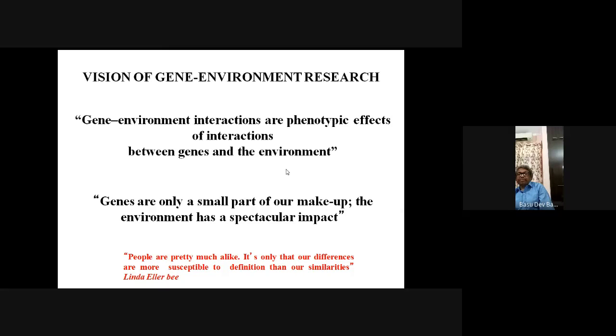This whole concept I made based on a popular quote of a journalist, Linda Eller, that it is only our differences that are the most susceptible in the definition of our similarities. So people are pretty much alike, but they differ from each other in certain genetic makeup, and that gives you susceptibility to any disease. Whether you develop a disease or are able to sustain the disease, it is not only the environmental factor; your genetic makeup can be one of the possibilities.